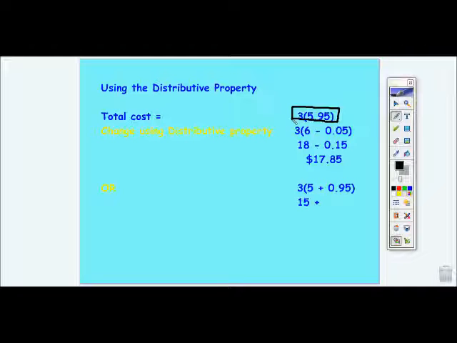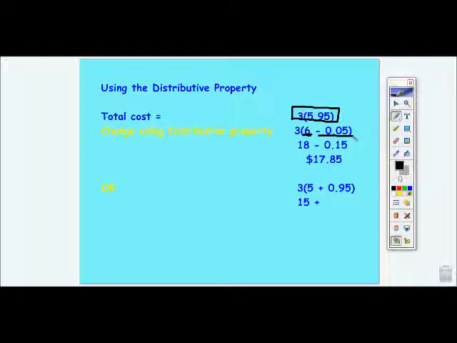Now, $5.95 is not $6. It's a nickel more than $6. So to get the $5.95, I need to subtract 5 cents from $6. So 6 minus 0.05, or a nickel, would give me my original question of $5.95.